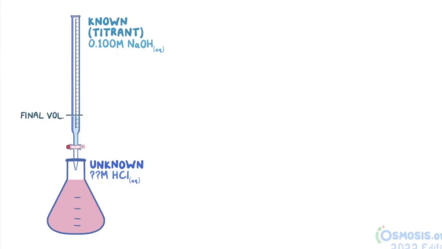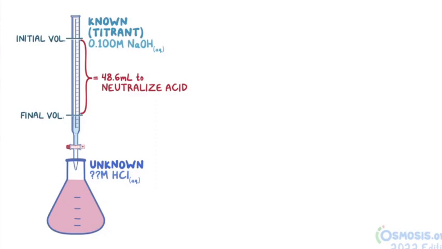At this point, our next step is to record the final volume of the known solution in our burette. We subtract this final volume from the initial volume to find the total volume of base that was needed to neutralize the acid. For this problem, let's say it took 48.6 milliliters of the base to neutralize our acid sample. Given this information, we are now ready to find the concentration of our hydrochloric acid.